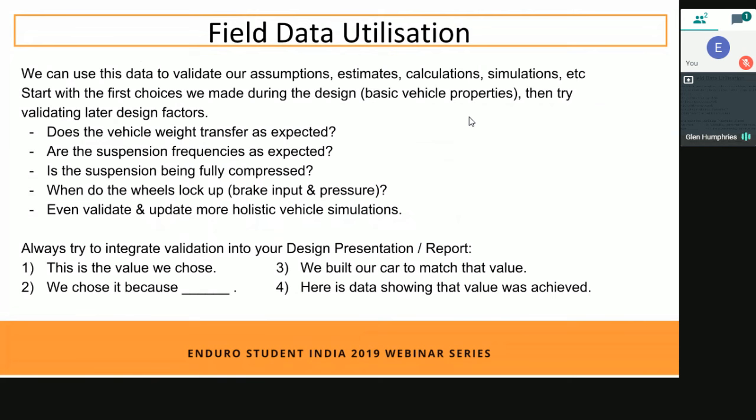We've modified the existing vehicle in this way and this way to address this problem. Then that's our engineering solution to the problem, and that's great stuff. That's exactly what we want to see in design judging. Once we've looked at some of those basic vehicle properties, we can then look at perhaps validating our later design choices.